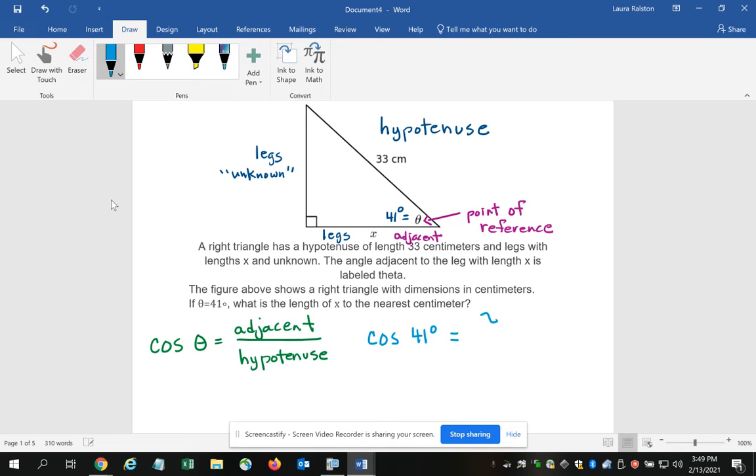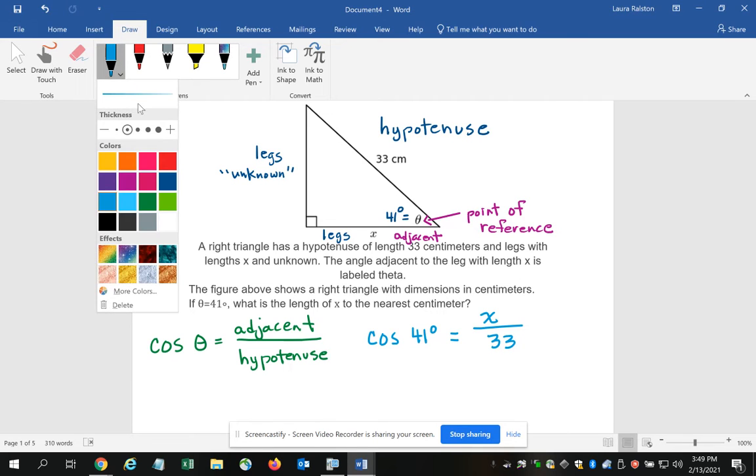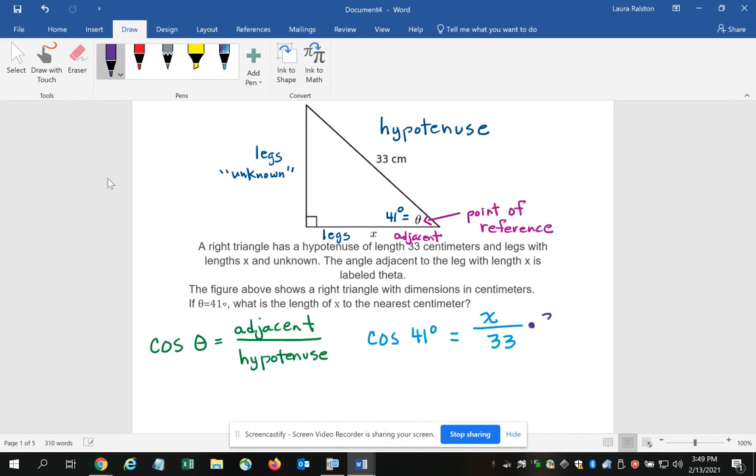So when we plug and chug, the cosine of our 41 degree angle is the adjacent side, which is labeled x, over the hypotenuse, which is 33. It's actually a trigonometric equation, but it also looks familiar, like an algebra equation that I need to solve for x. So I would undo the division by 33. I'm going to multiply both sides by 33. So I have 33 times the cosine of 41 degrees equals x.